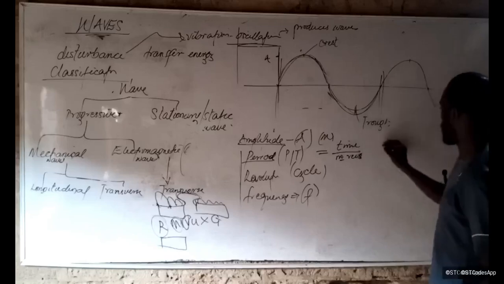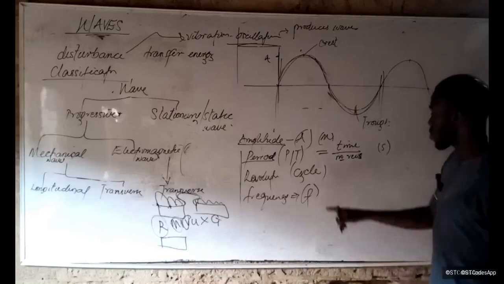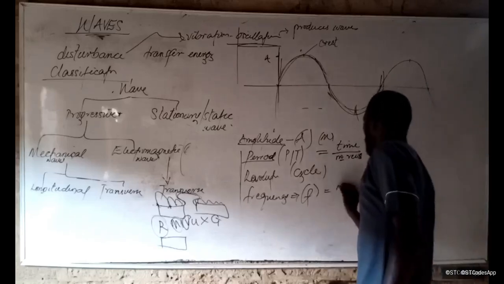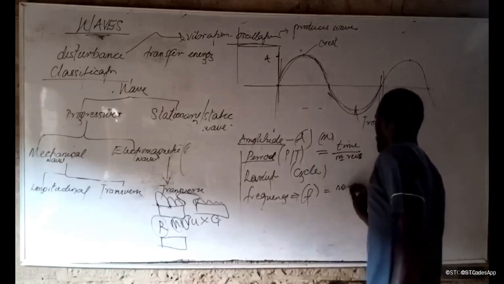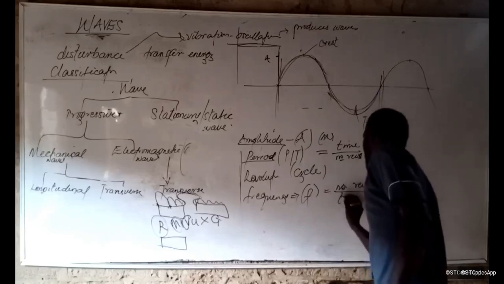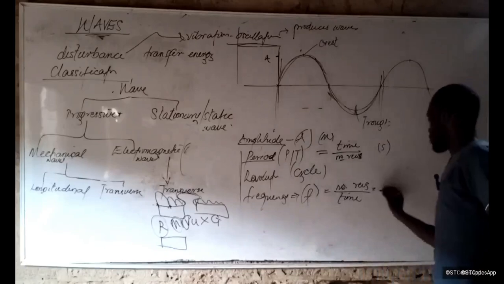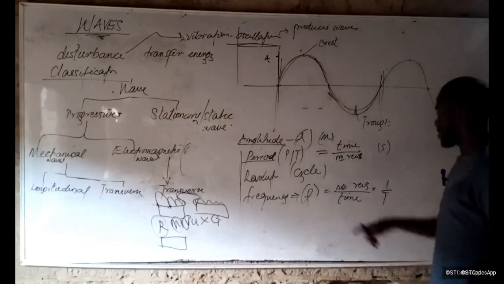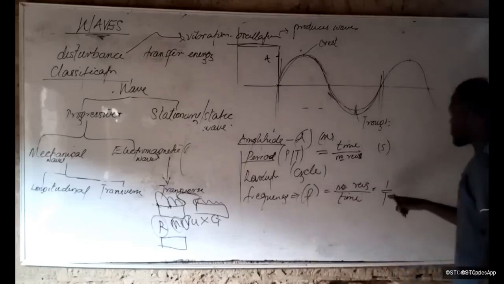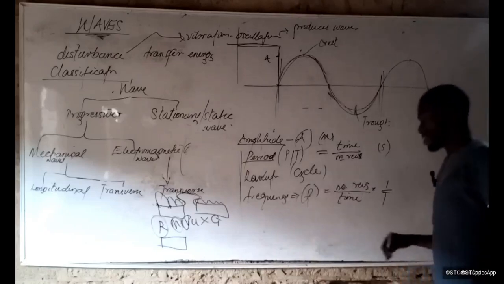Now, period is measured in seconds. Of course, you see time here. It's measured in seconds. So, frequency is the number of revolutions completed per time. It's just the opposite of this. That's why it was 1 over T. It is the inverse of period.